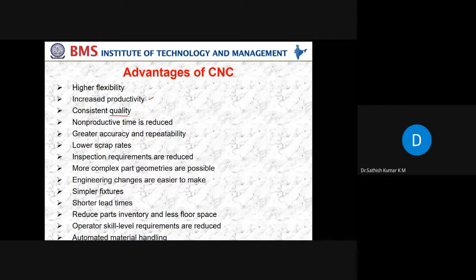Non-productive time is reduced. Handling of the work part by human labor is reduced. Therefore, TNO and TSU are going to be reduced. Then accuracy is going to be better. Definitely good accuracy, and repeatability is going to be assured.